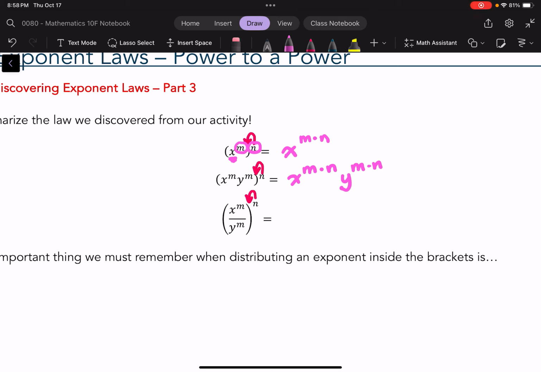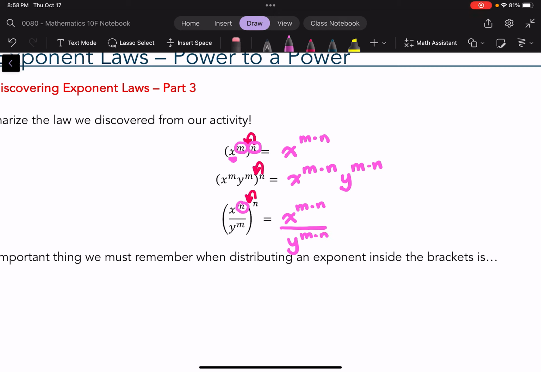Now that's true if I have multiplication, but it's also true if I have division. So same story, x is that original base, m is that original exponent, and we're going to times it to give me a new exponent of m times n. Do the same thing with that denominator.